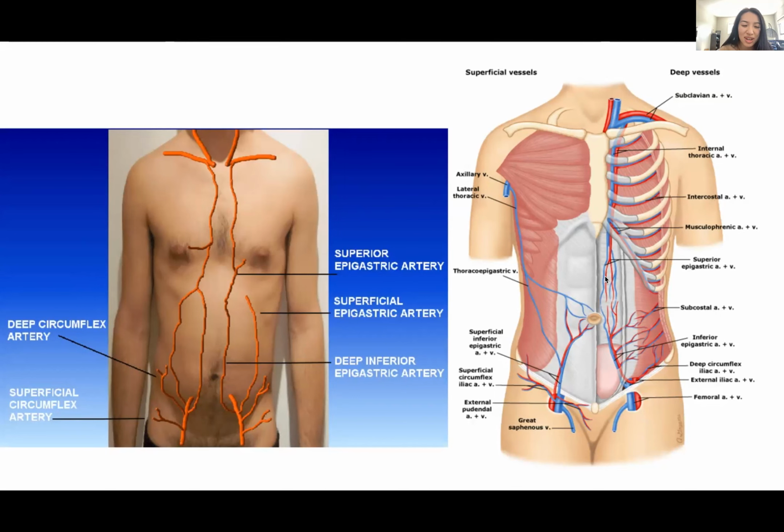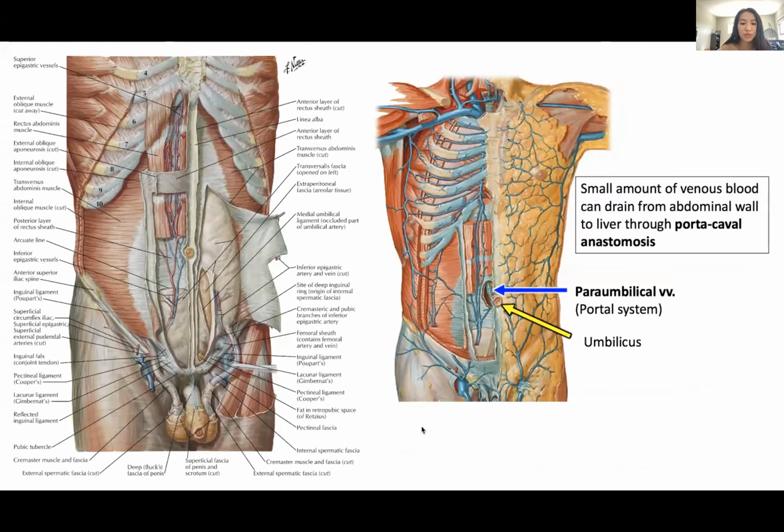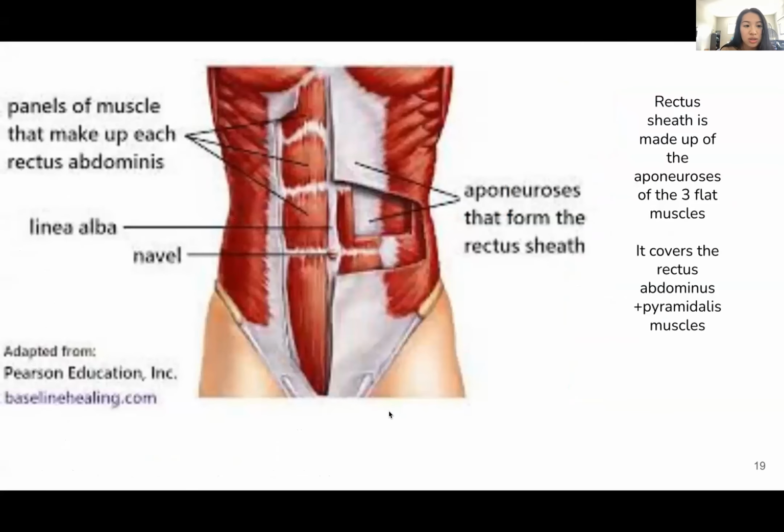Would you say this is high yield? I don't think so. Just remember where they are pretty much. And same for the venous drainage. There's a superficial one and there's a deeper one. Just remember where they go, and you can pretty much figure out what they drain from that. Okay. Ooh, that's a very pixelated picture.